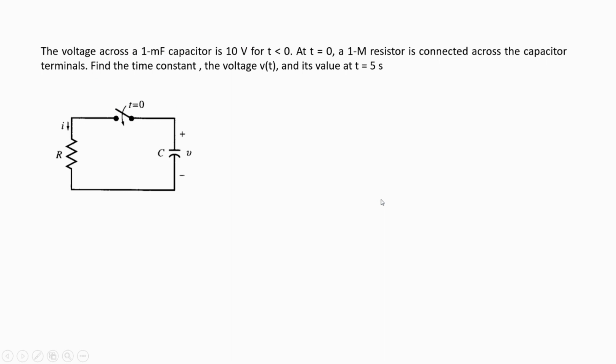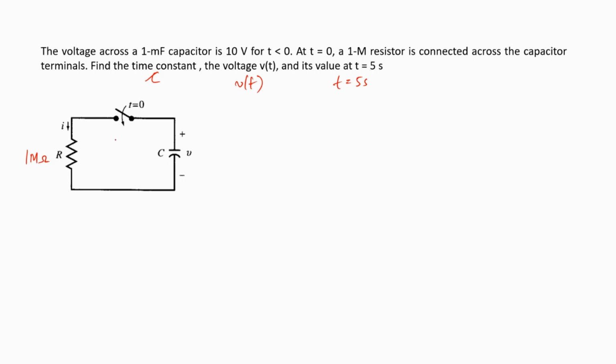With that, let us try to solve this problem. So here we have a capacitor of 1 microfarad, and it has been charged to a voltage of 10 volts. So that is why they say when t is less than 0, the voltage across the capacitor is 10 volts. After that, at t is 0, the switch is going to be closed. So when the switch was open, it was probably connected to a battery and charged to 10 volts. Then the switch was closed, and then it got connected to a resistor whose value is 1 mega ohms. And we are supposed to find out the time constant, V of t, and V of t for t is equal to 5 seconds. So these are the three things that we need to find out.